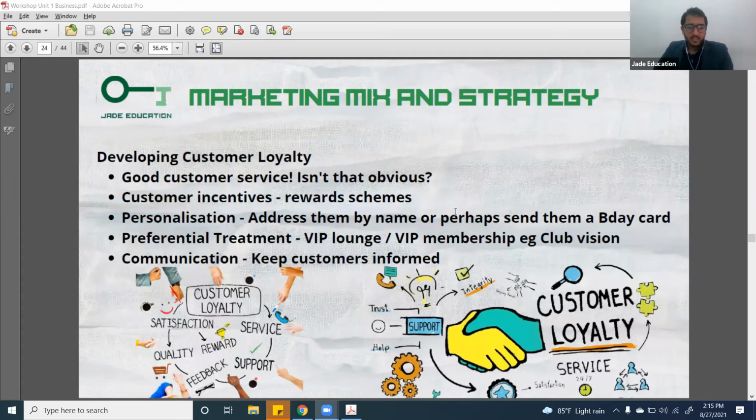Customer loyalty, pretty straightforward, guys. You know what this is. How do you develop customer loyalty? Obviously, customer service. Give good customer service and they will stay with you. Incentives: give some incentive for them to buy, like that Uber gave me 50% off. Uber also has a reward scheme. They said, if you buy so much, you get 300 rupees off after the third order or something like that.